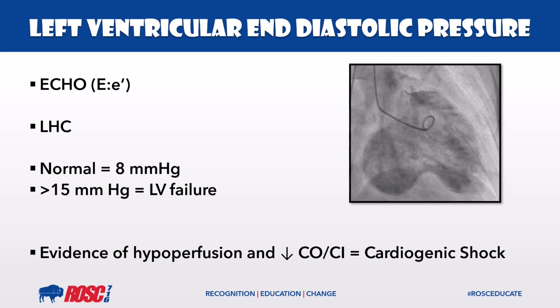In addition, you can estimate left ventricular end diastolic pressure with echocardiogram, utilizing the E to E prime. Normal values of a left ventricular end diastolic pressure are around 8. Anything greater than 15 equates to LV failure. In fact, in evidence of hypoperfusion, a cardiac index of 1.8 and a left ventricular end diastolic pressure greater than 15, we can diagnose cardiogenic shock.